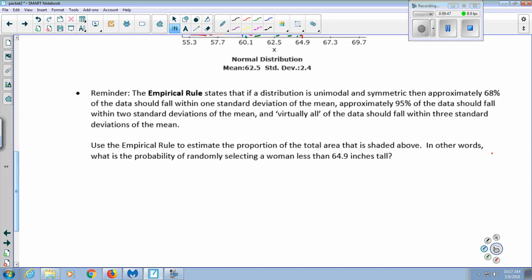So use the empirical rule to estimate the proportion of the total area that's shaded. I'm going to go back to the red because we were talking about the red area. So the probability that x is less than 64.9 is going to be about 16% plus 68%, which gives us about 84%.